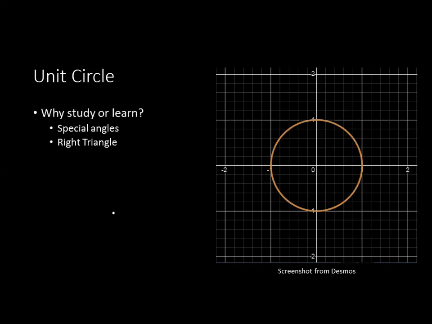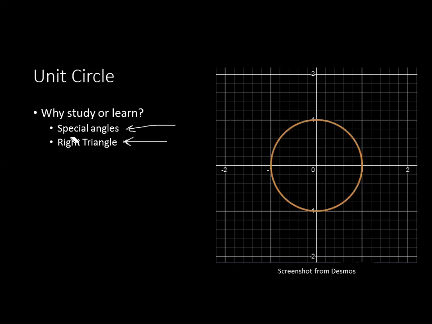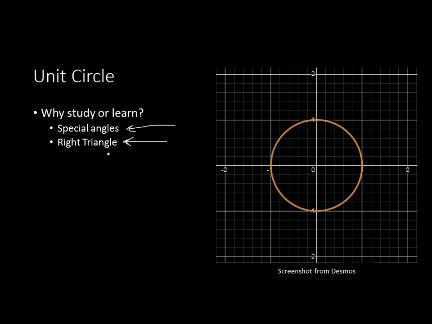First part, actually I already told you why we study this: because of the special angles, right? And the right triangles. Although it could be applied in other triangles as long as they have special angles. But in this case, it's special angles and right triangles, because these two are actually related to each other. You will know that later.